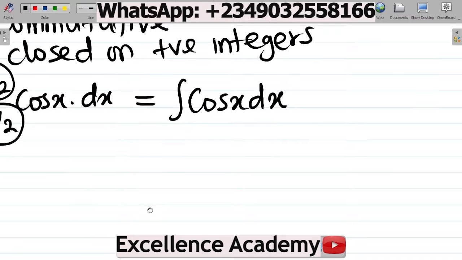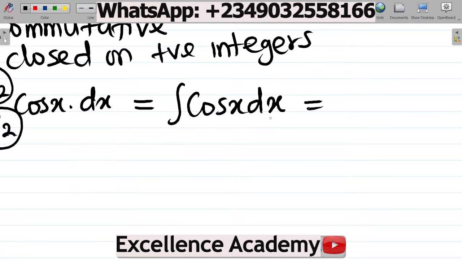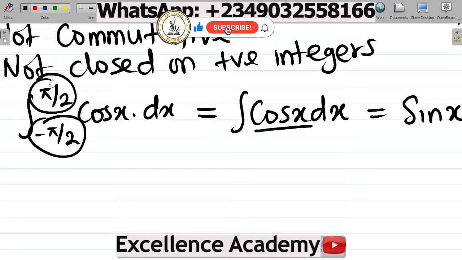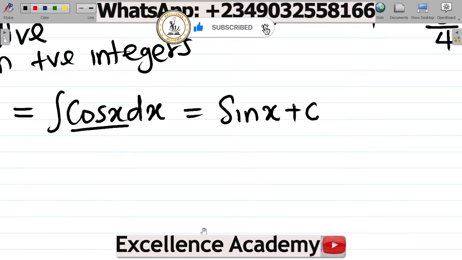The question now is, if you integrate cos x dx, what do you get? If I integrate cos x, what you have is sine x. So that becomes sine x plus a constant. But whenever you're dealing with definite integrals, that means integrals with upper limit and lower limit, as you can see here, you can ignore the constants.